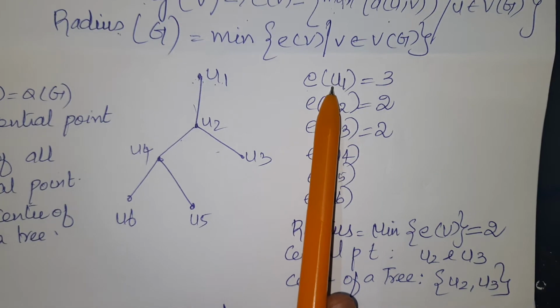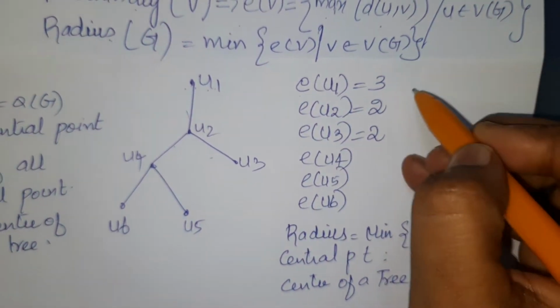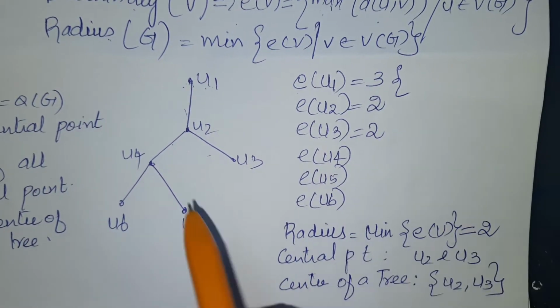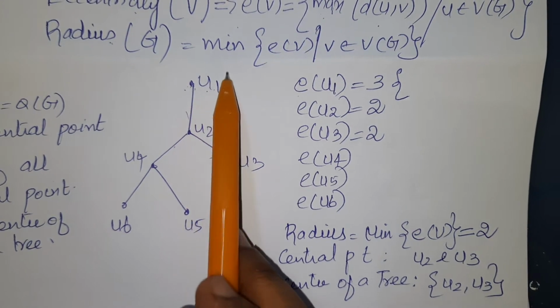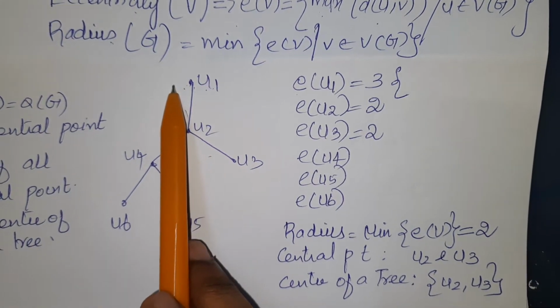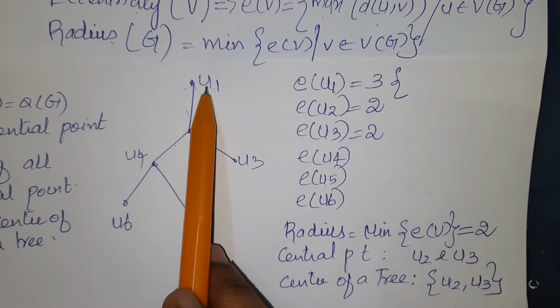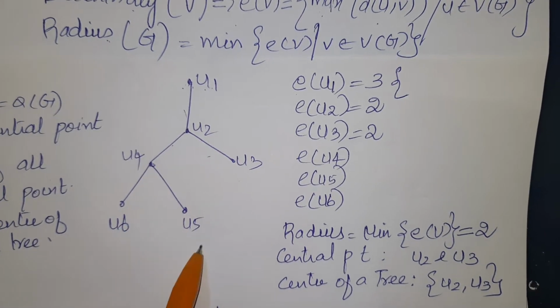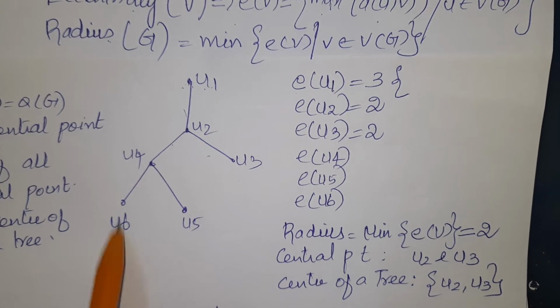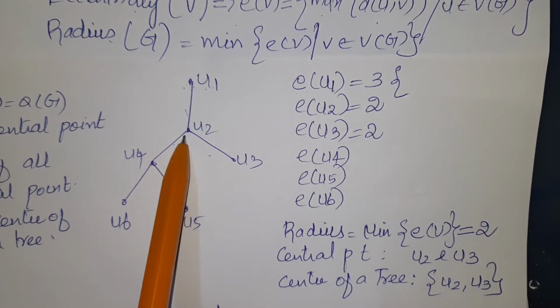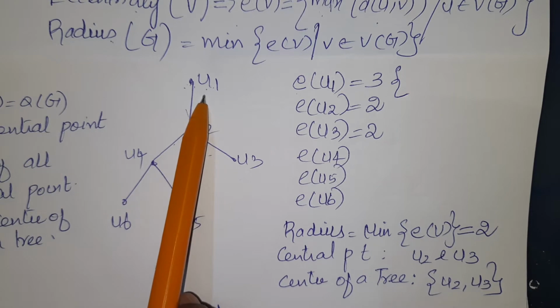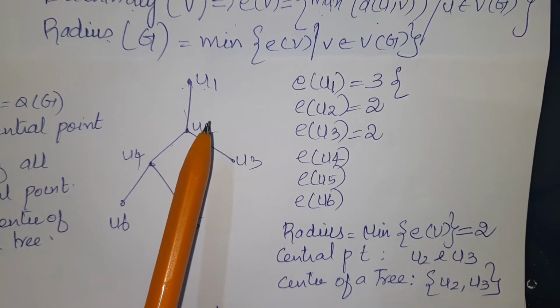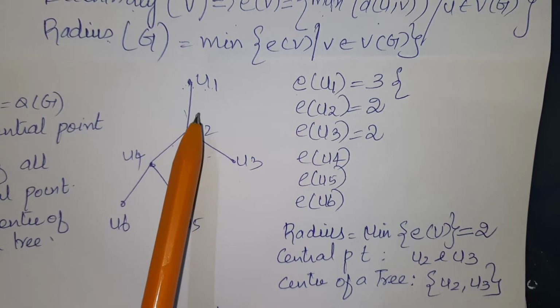What do we have to do? It is all simply from the vertex U1. For U1 only we are going to find the eccentricity. So from U1, traveling to U2, then U3, then U4, then U5, then U6, for every pair, get the distance. How to find the distance? Simply we are going to measure the number of edges between that pair.